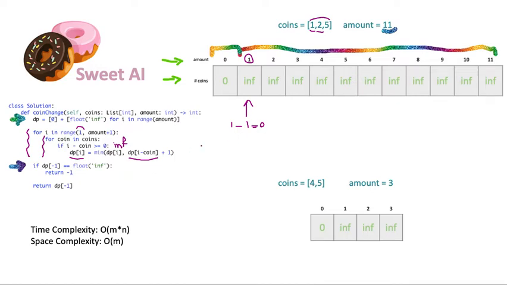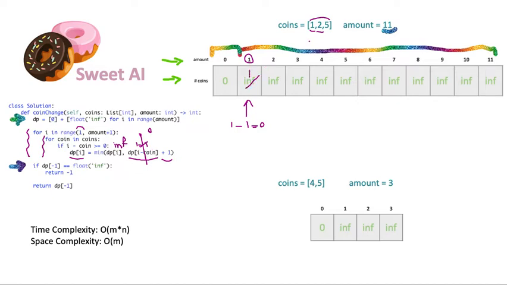amount. So let me explain it here. 1 minus the coin that we have is going to be 0, right? So this is going to be index 0. At index 0, we have 0 coins, plus 1 for the coin itself. So it's going to be 1. The minimum value between infinity and 1 is going to be 1, so we're going to put 1 here.